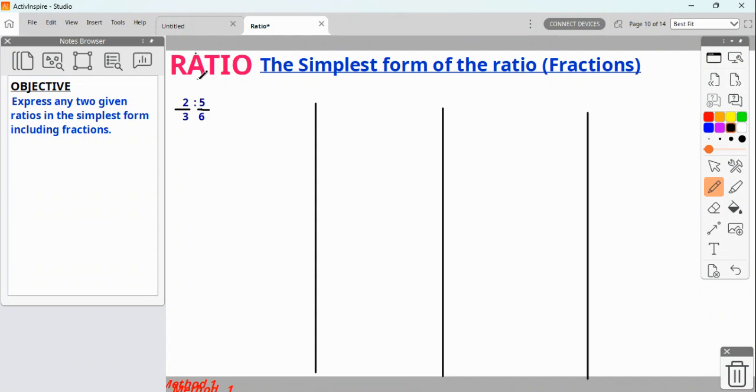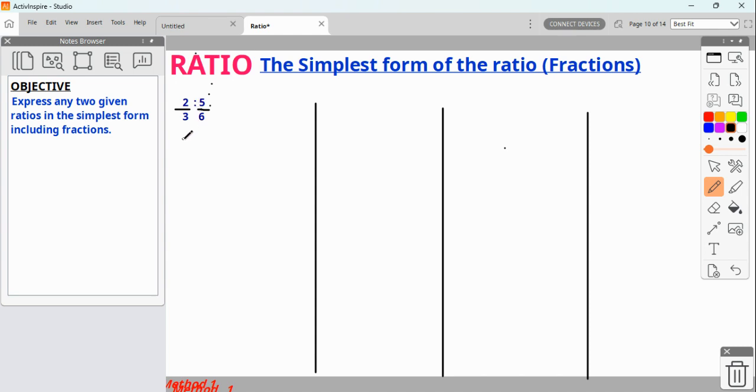In this lesson, we will learn about ratio, in which we will learn how to express any two given ratios in the simplest form, including fractions. So let's start. 2 by 3 ratio 5 by 6. 2 by 3 is a fraction and 5 by 6 is also a fraction. We have to write it in the simplest form.